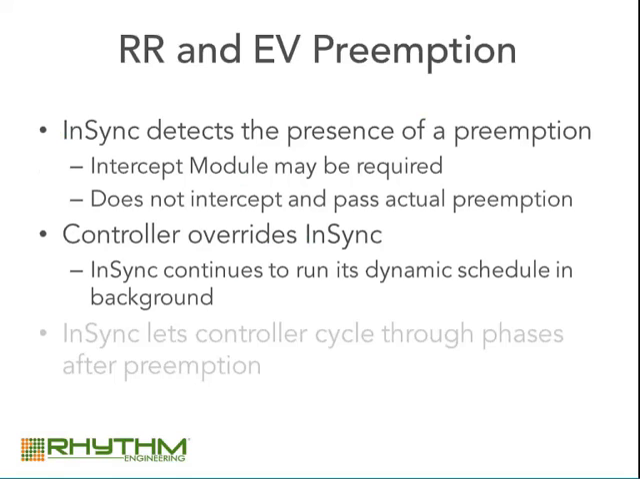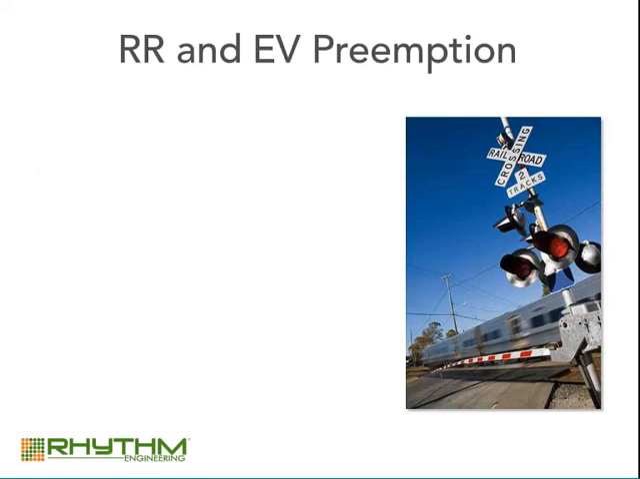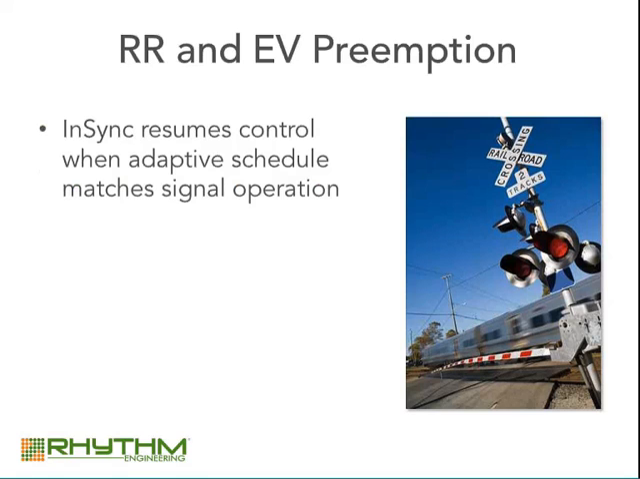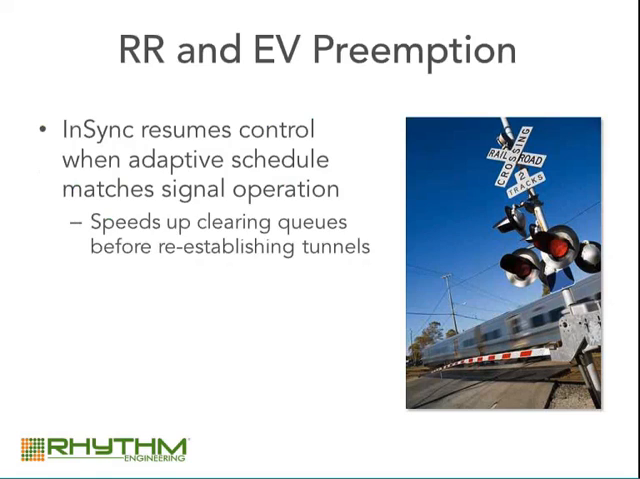After the preemption, InSync will place detector calls to the controller to allow the controller to cycle through phases in order to clear long queues or demand with high wait time. Once InSync's adaptive schedule matches the controller's operation, InSync will resume control of the intersection. This process speeds up clearing queues while getting the intersection in sync with the rest of the corridor as quick as possible. All of this is possible without the need to place the corridor in transition.